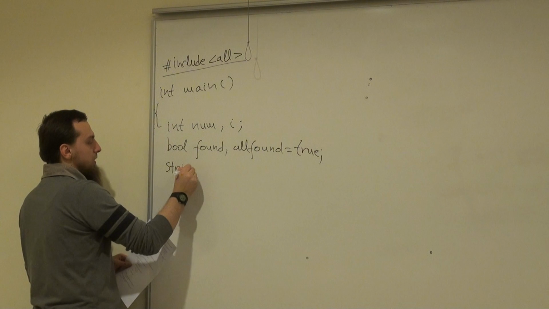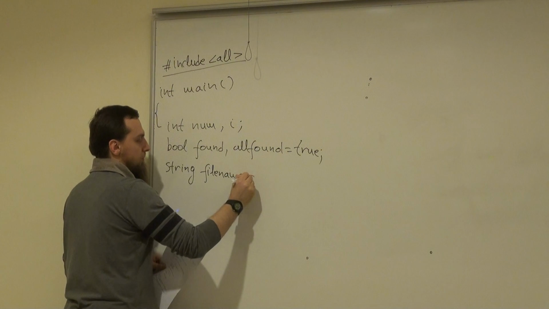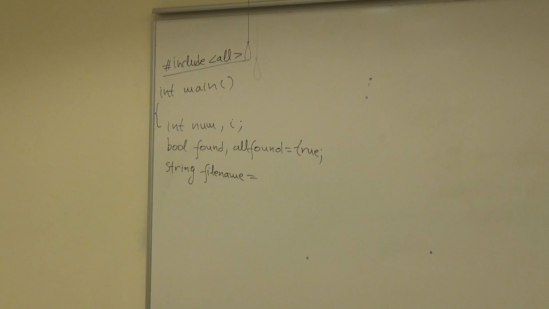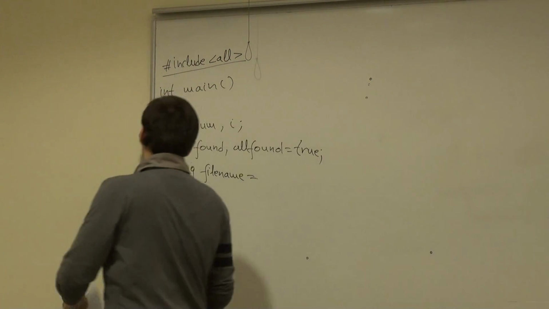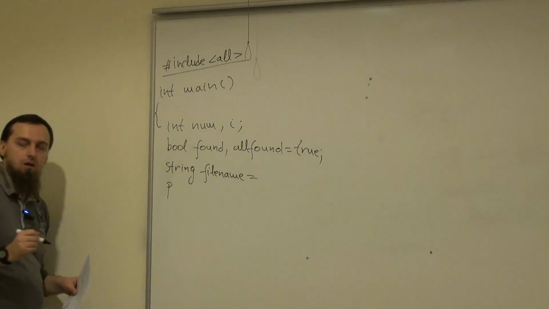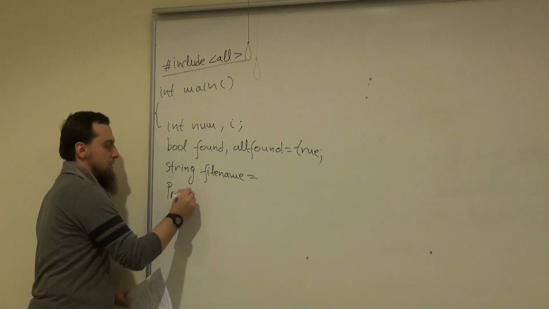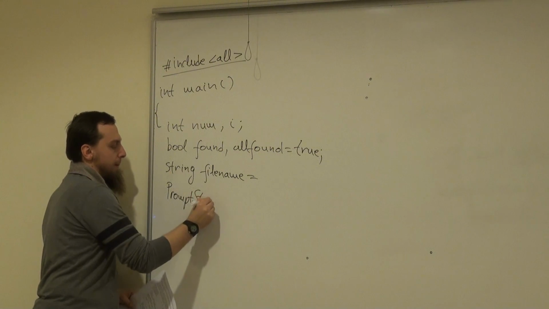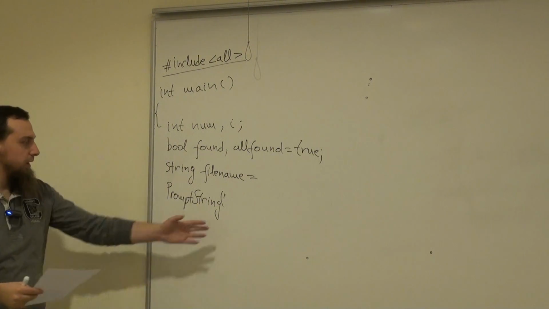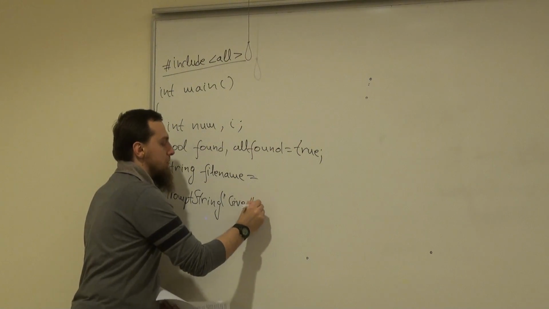I'm defining a string variable called file name. Basically, the user should give, if the name of our file is input.txt, should give this file name as an input. And you remember the prompt string, the prompt class. There was a function called prompt string. Here, you prompt something from the user, something like give the name of the file, give the name.